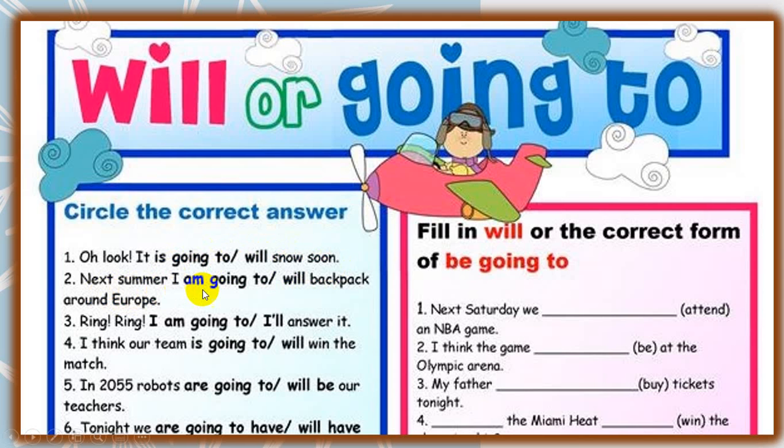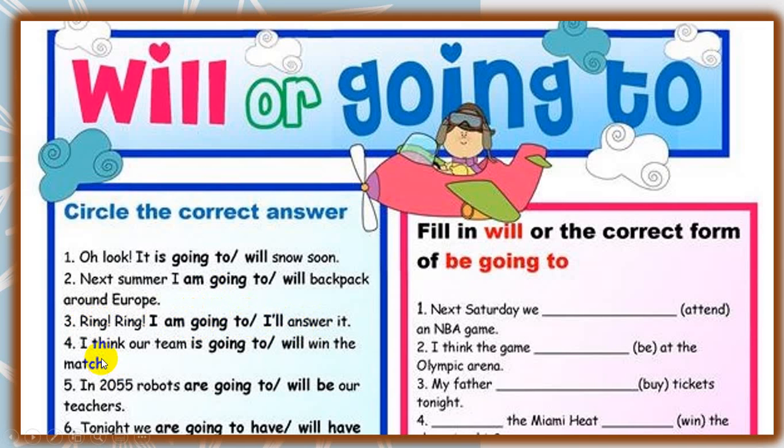Number 2. Next summer, I am going to or I will backpack around Europe. Excellent. This is an arranged event, so I'm going to backpack around Europe. Number 3. Ring ring. I'm going to or I will answer it. The phone is ringing. There is no arrangement, so I'll answer it.